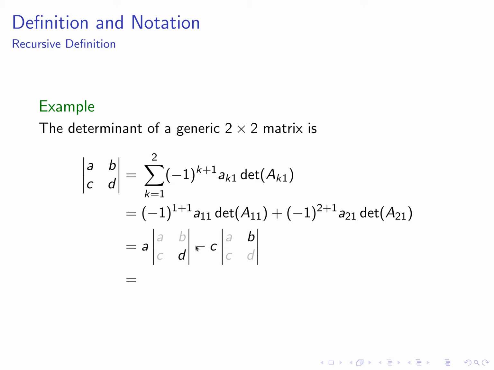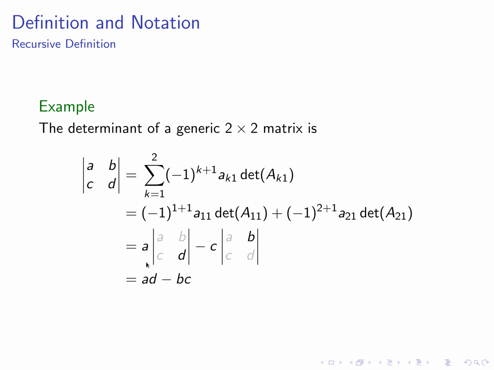So now our 2 terms are a bit more clear. Our first term is going to be the 1, 1 entry multiplied by the determinant of what's left over when we delete the first row and first column. And then we're subtracting off the 2, 1 entry, which is this number C, multiplied by the determinant of whatever's left over when we delete the second row and the first column of our matrix. And of course, both of these determinants are determinants of 1x1 matrices, which are just the number sitting inside of these matrices.